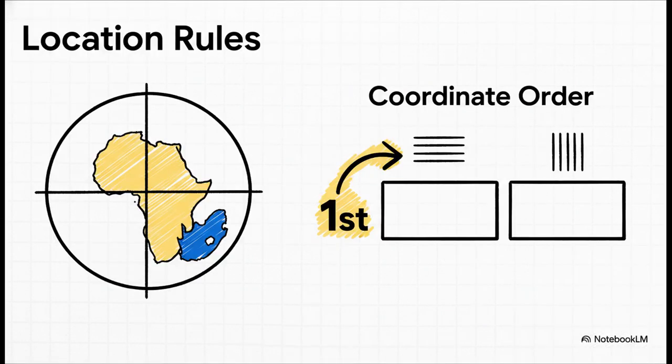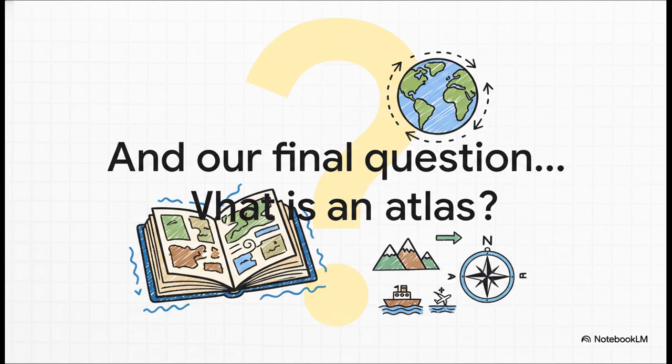Exactly. South Africa is in both the southern and the eastern hemispheres. And here's the golden rule you have to remember, okay? You always write the latitude, that's the north or south part, first. Then you write the longitude, which is the east or west part. Latitude always comes first. And here we are, the final question of our quiz.